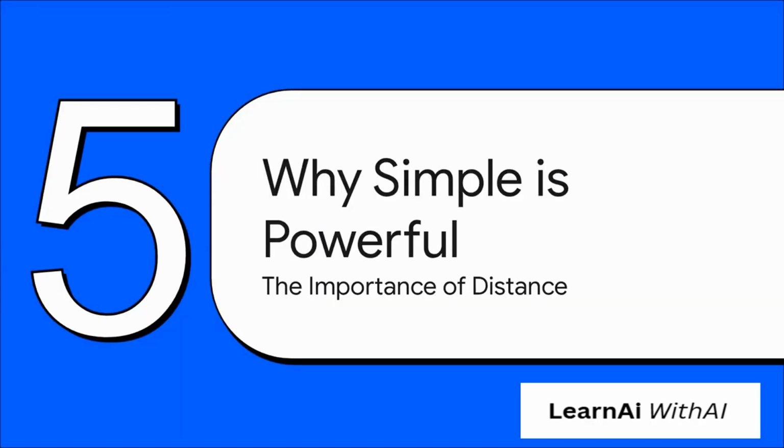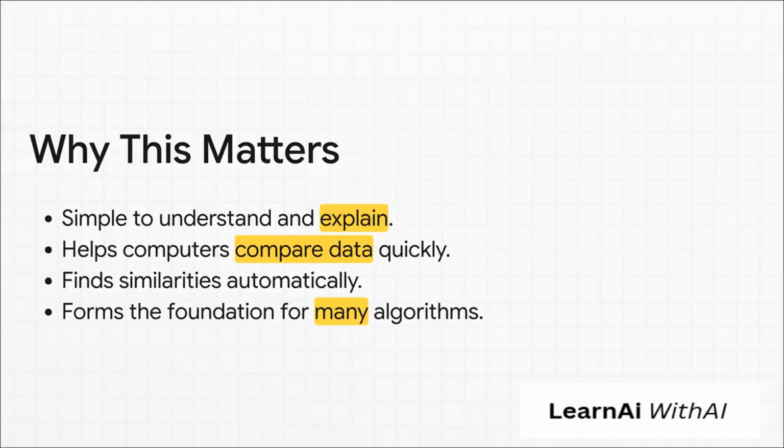Now, it's pretty easy to look at all this and think it's maybe a little too simple to be effective. But that simplicity is exactly what makes it so powerful. And it's why understanding this one concept is so fundamental to all of machine learning. So why does this matter so much? Well, for one, it's incredibly easy to understand and explain. There's no mysterious black box here. Second, it's really fast for computers to calculate, which lets them find similarities in massive datasets all on their own.